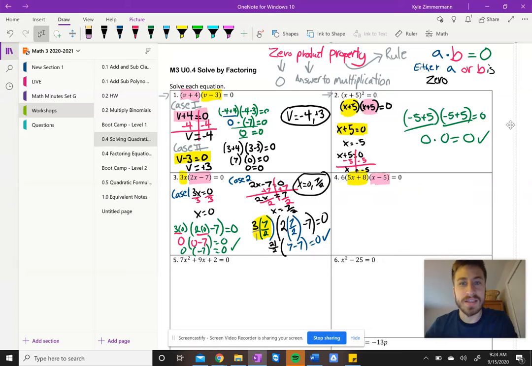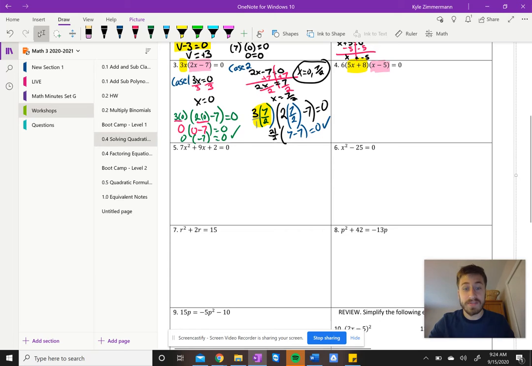Class, it's Mr. Z, and today we're going to examine the zero product property and essentially use it to solve equations that were unsolvable. As you can see in number 1, 2, and 3, all of these are in factored form. Essentially, what the person did is they looked at a complex quadratic, they zoomed in, and they went into autopilot mode and they factored it.